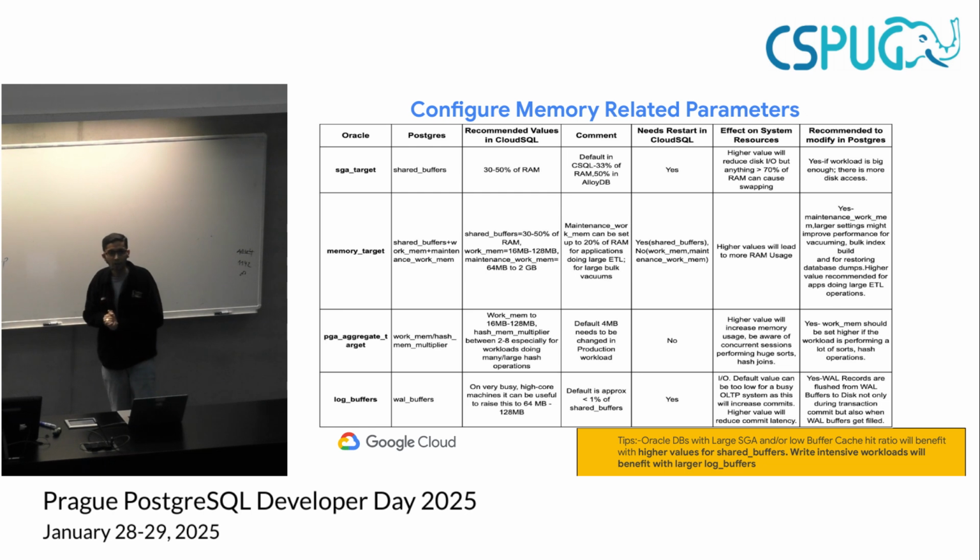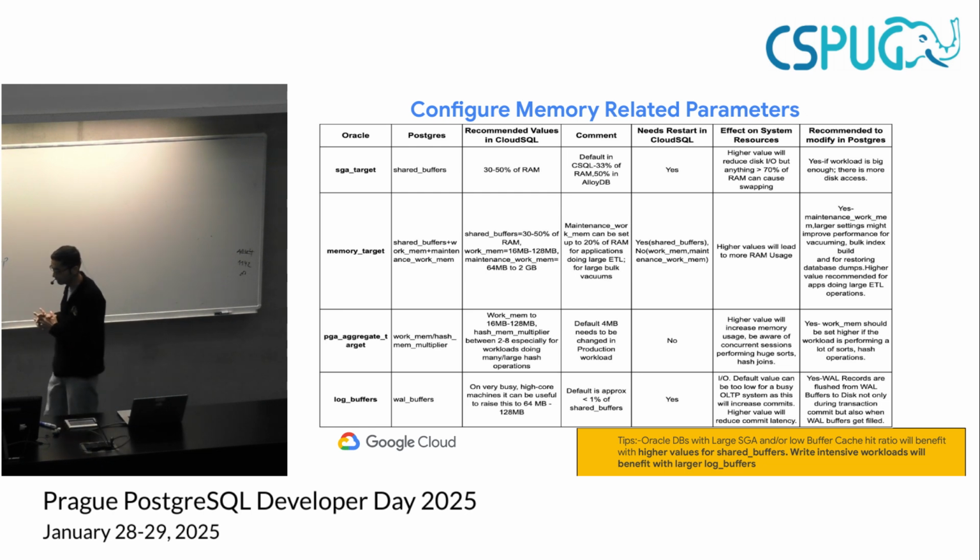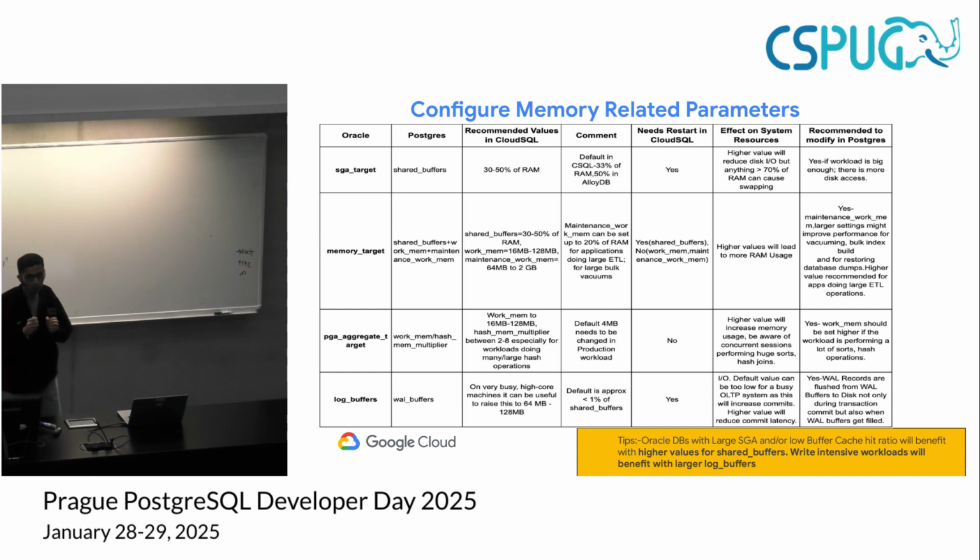WAL buffers. WAL buffers are very important, especially for your write intensive workloads, because when we update or write into a PostgreSQL database, not only does it modify the data pages or the index pages in the shared buffers, but it generates the redo or the write ahead log. Those WAL records get written into the WAL buffers, and then they get written into the file system cache or the kernel cache, then they get flushed to disk.